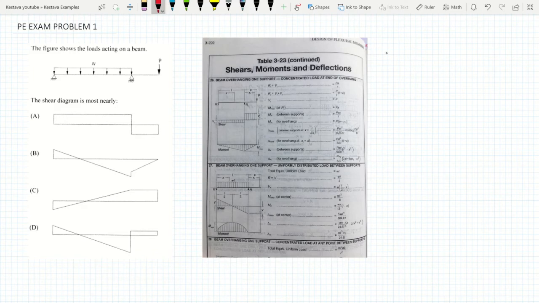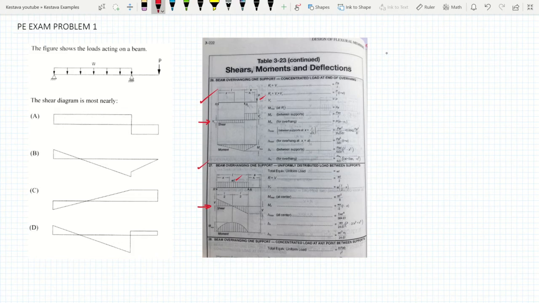As you'll see, you have this case here, which is what they call a beam overhanging one support, with a concentrated load at the end of the overhang, right there. And then you also have this one down here, which is a beam overhanging one support, uniformly distributed load between supports, as shown right there. And really, as straightforward as it is, we can check out our shear diagrams, and we can see that for the first, you have your point load at the end of the cantilever, and that creates a uniform shear distribution across that cantilever.